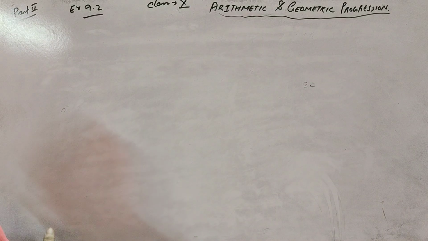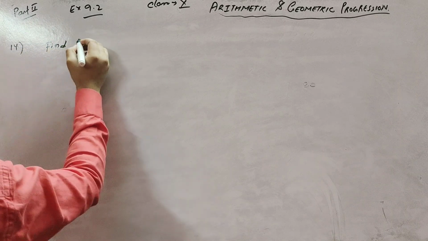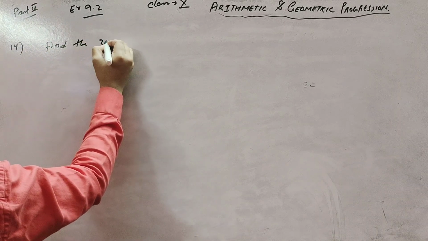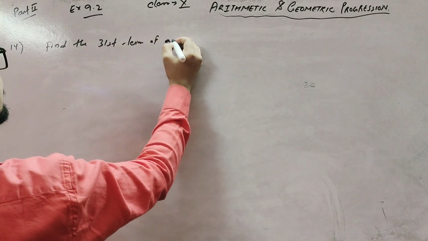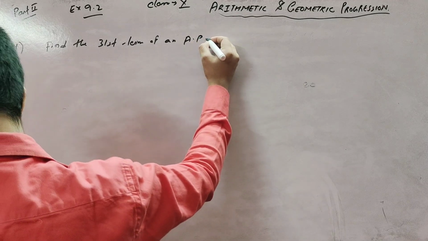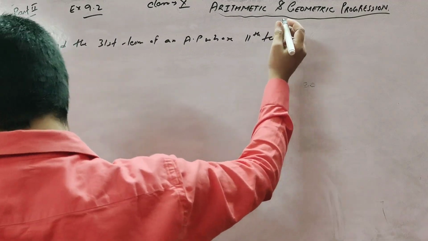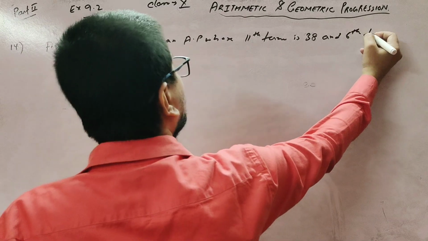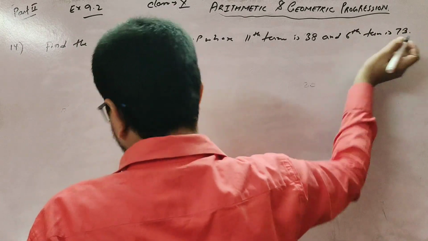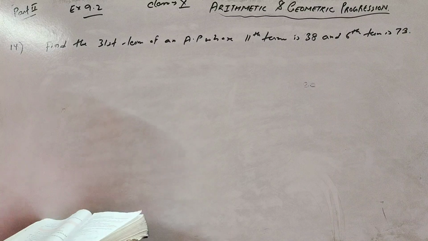Question number 14. Find the 31st term of an AP whose 11th term is 38 and 6th term is 73. Find the 31st term of an AP whose 11th term is 38 and 6th term is 73.